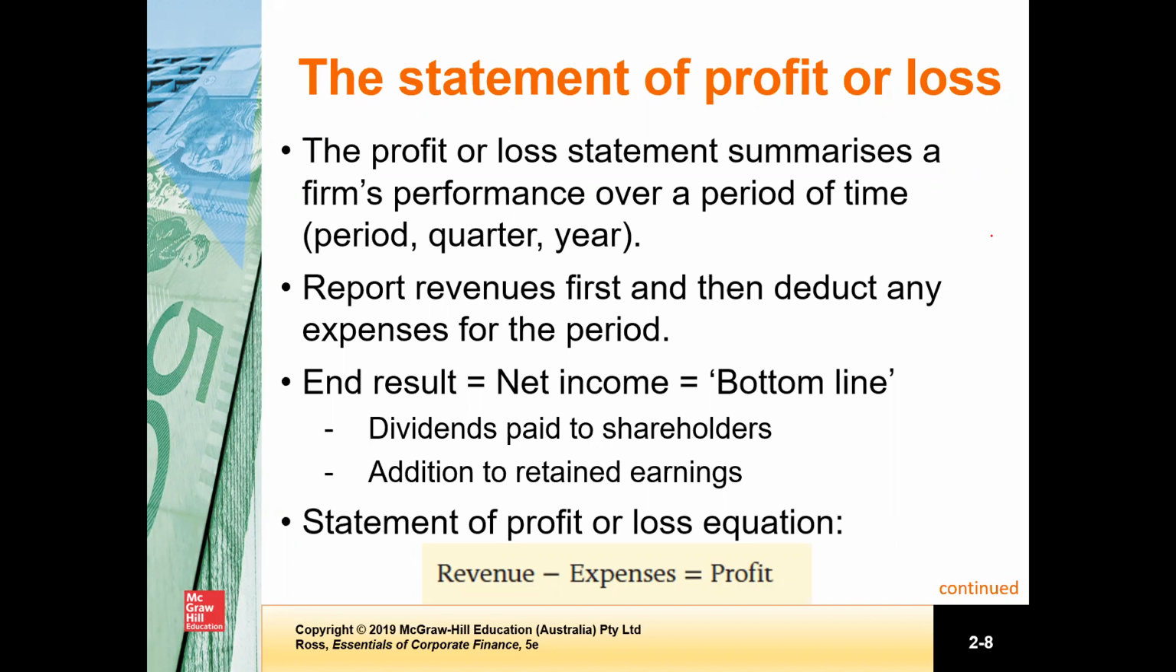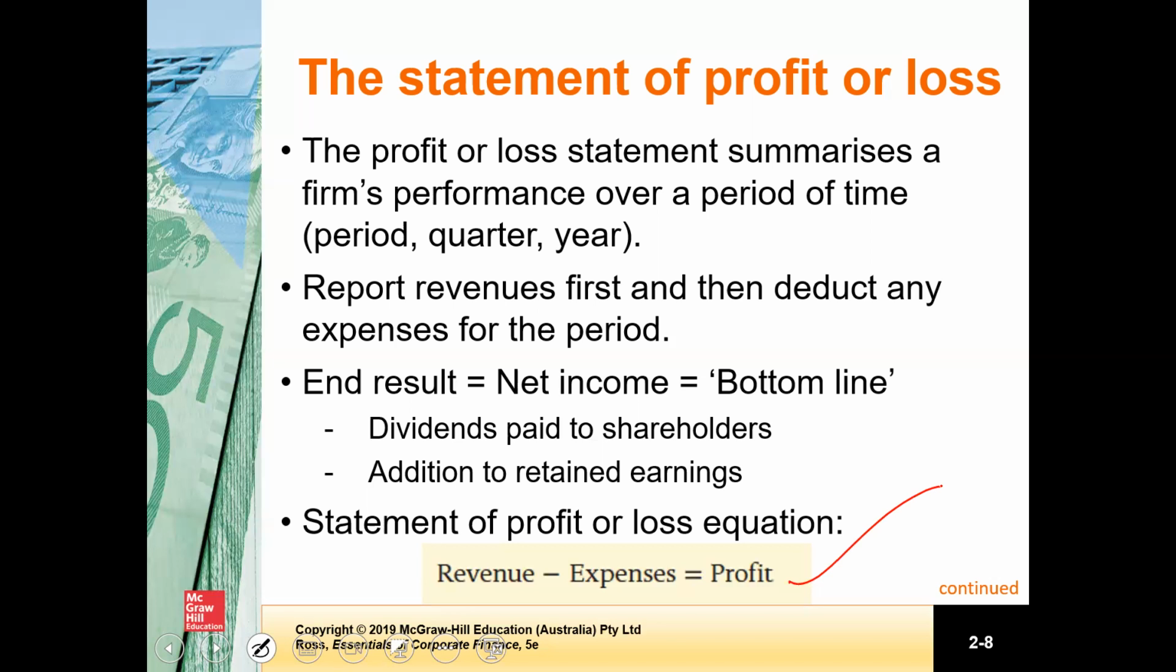And this statement measures performance over some period of time. It could be a quarter, a half year, or a full year. And the equation for this statement of profit and loss is at the bottom of the slide. You can see revenues minus expenses equals profit.